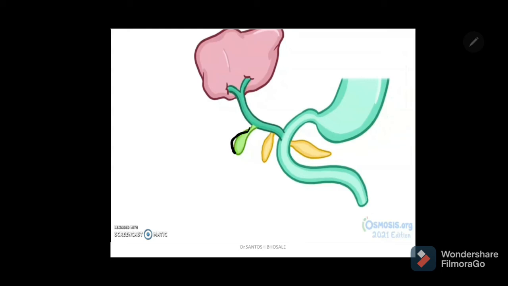And here you can see the development of the gallbladder with the cystic duct. The right and left hepatic ducts join to form the common hepatic duct. The common hepatic duct joins the cystic duct to form the common bile duct.